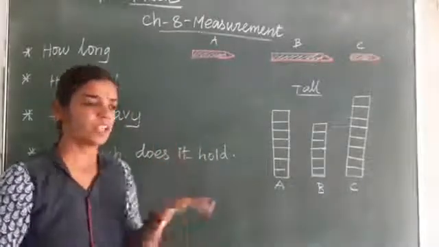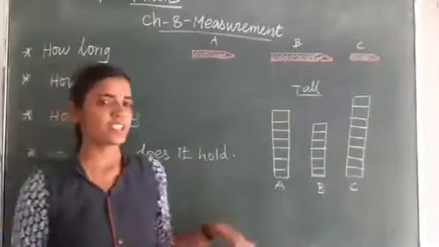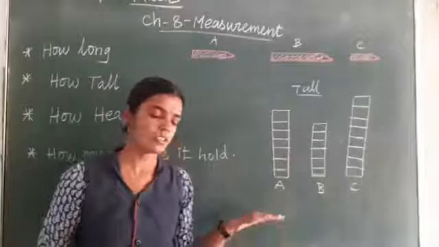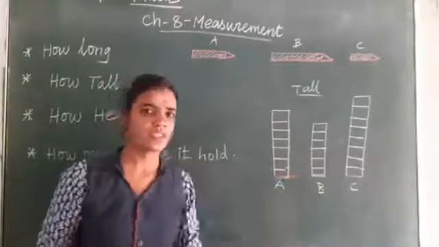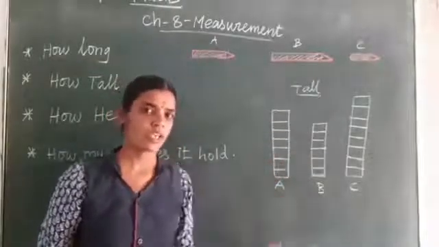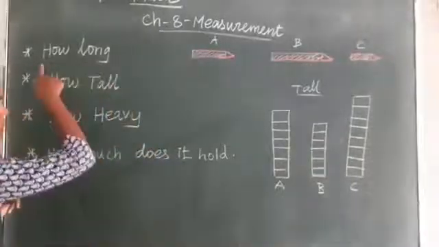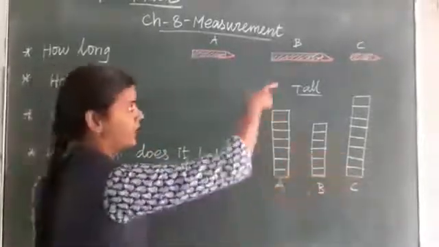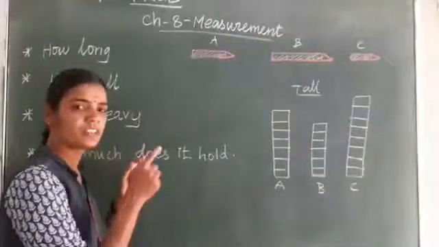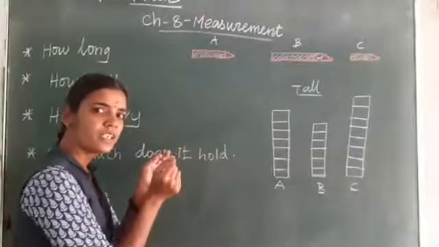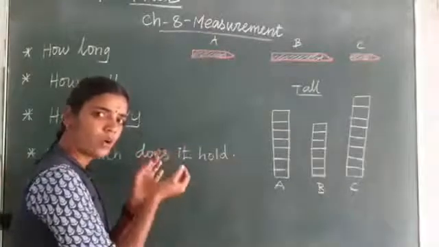Then height. In your class, some boys are taller compared to you. Some boys are shorter. That is height: short and tall. Okay. Next, length. See here. How long, that is length. Crayons. Once you purchase a pencil, that is length. After you sharpen it, it becomes very short. Yes, very small.